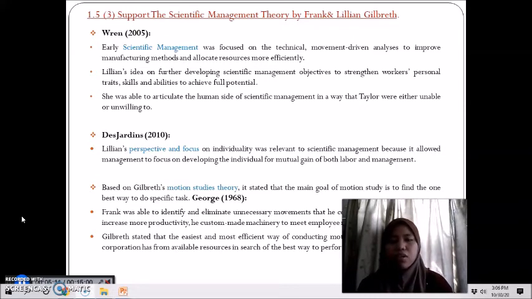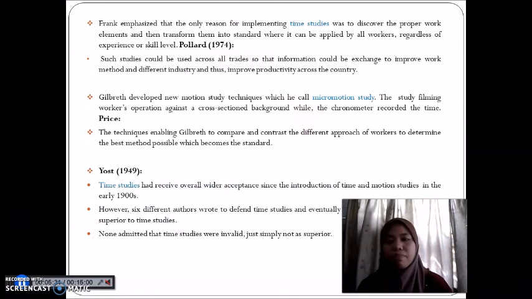According to George, Frank was able to identify and eliminate unnecessary movement that he considered wasteful. In order to increase productivity, he custom-made machinery to meet employee needs. Gilbreth stated that the easiest and most efficient way of conducting motion study must use what a corporation has from available resources in search of the best way to perform tasks.